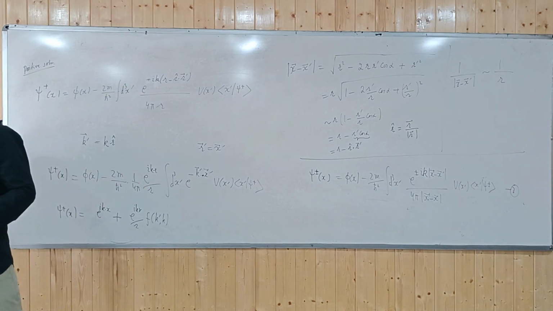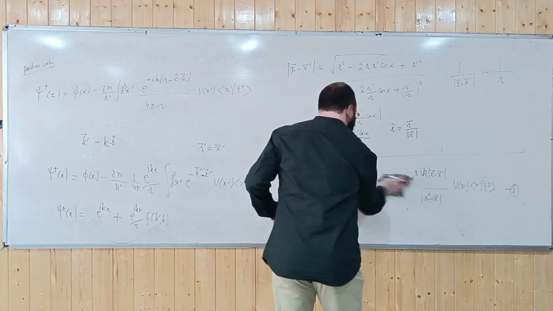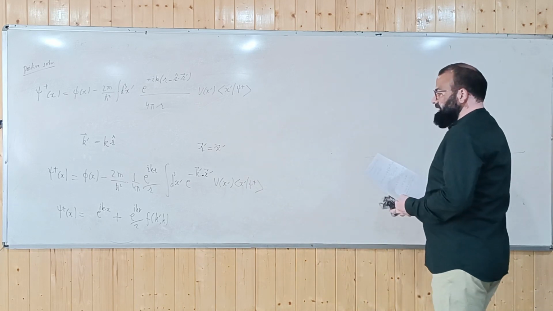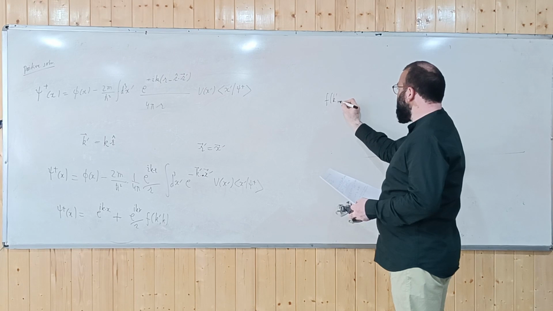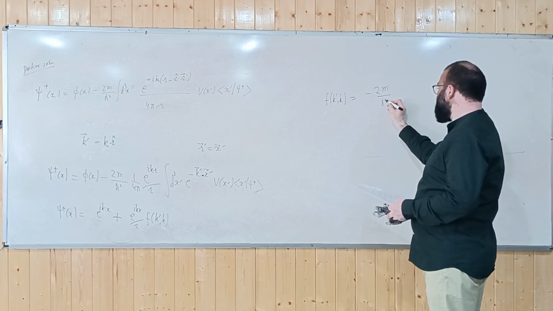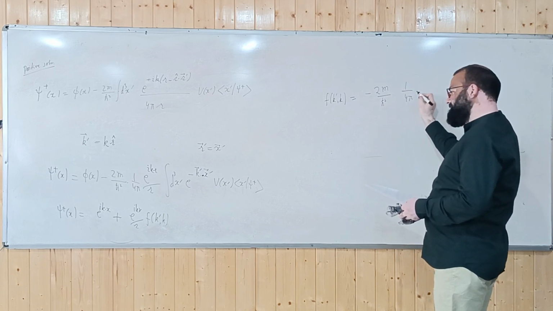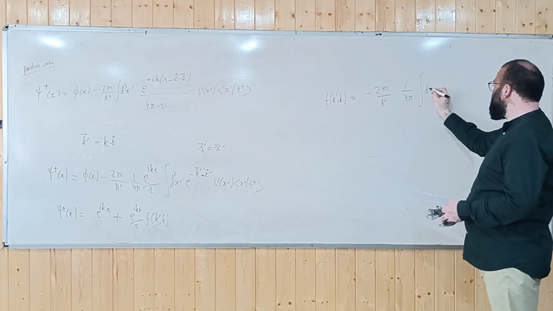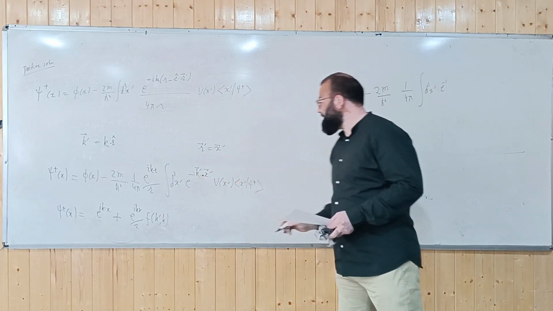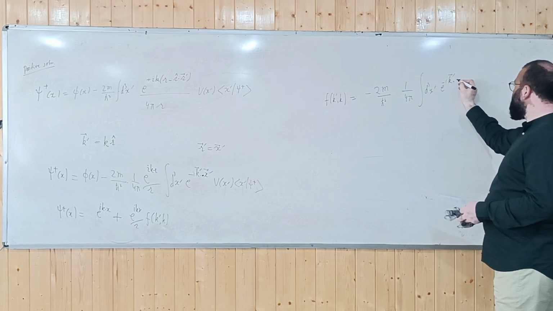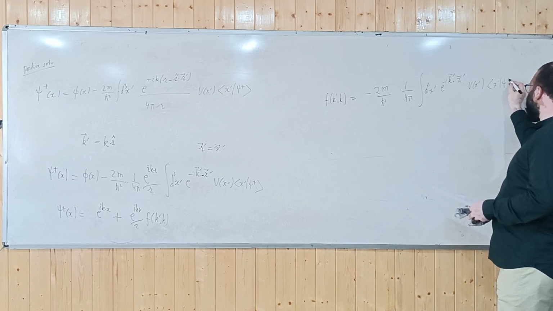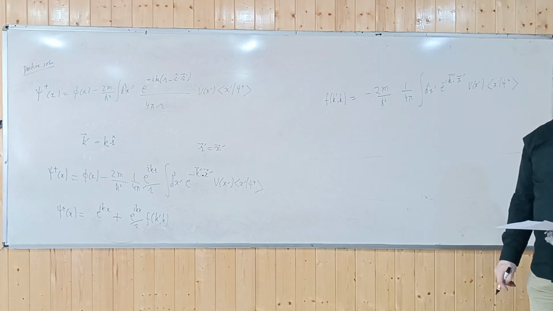So what is our f of k prime k? It is minus 2m by h cross square, then you are having 1 by 4 pi integral d3 of x prime e raised to minus i. So why are you not writing i here? So it is i here. So i k prime dot x prime. So you are having v of x prime and psi of x prime. Okay? Got it?